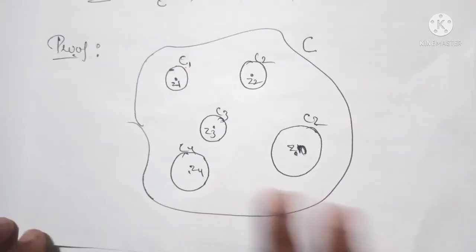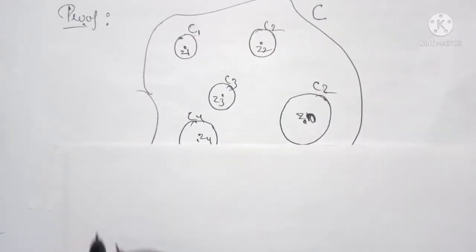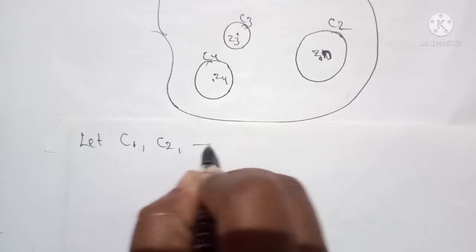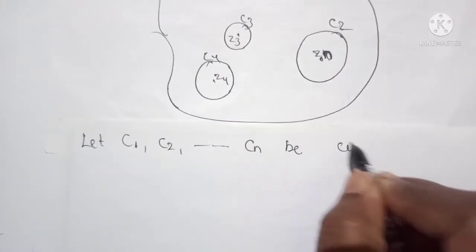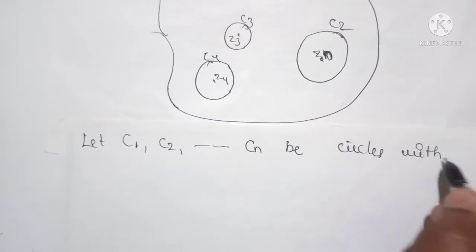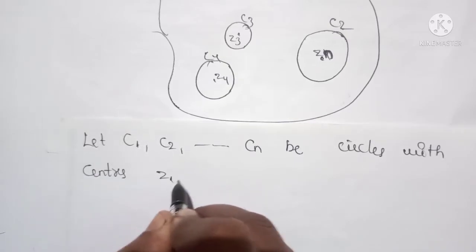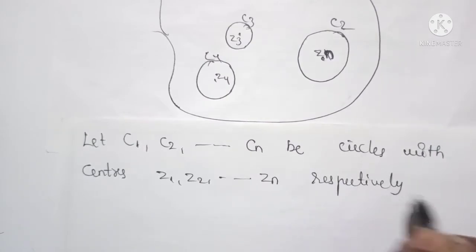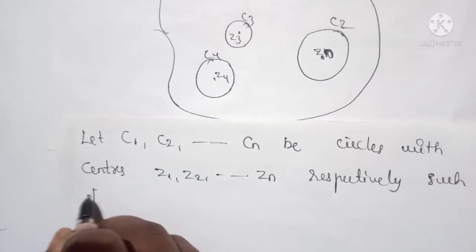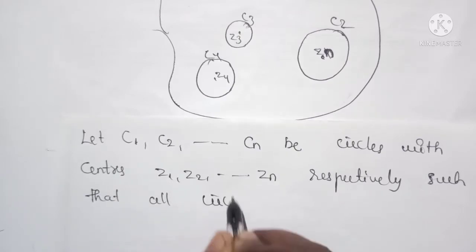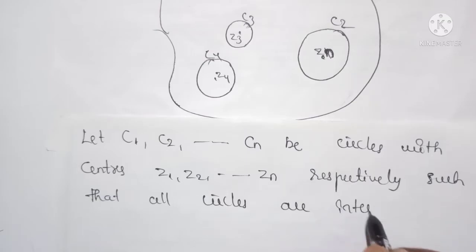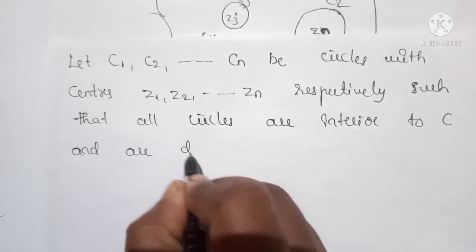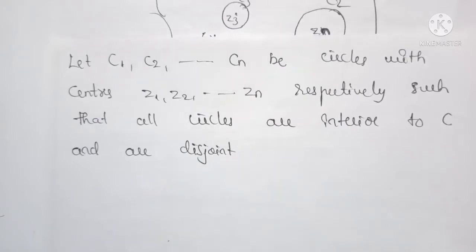So first we shall draw this diagram. Let C1, C2 and Cn be the circles with centers z1, z2 and so on zn respectively, such that all circles are interior to C and are disjoint with each other.